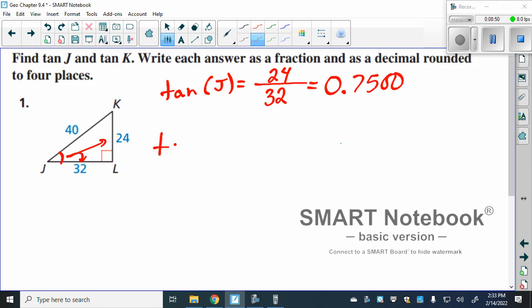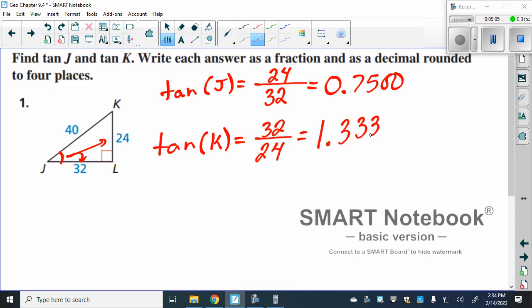And tangent of K would be what? 32, the opposite side, over 24, which would give us 3.3333. And that's all we have to do for this one. Any questions on any of this so far?